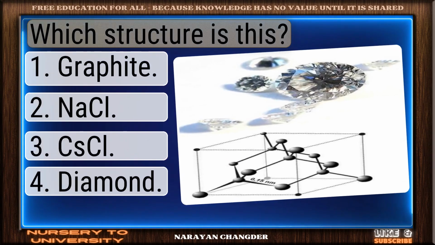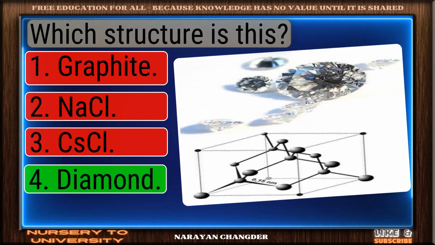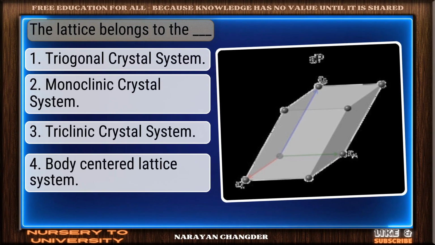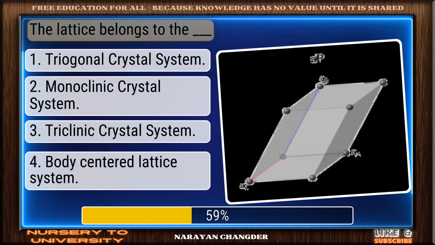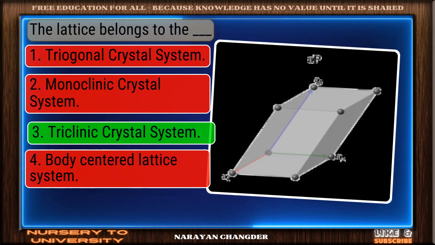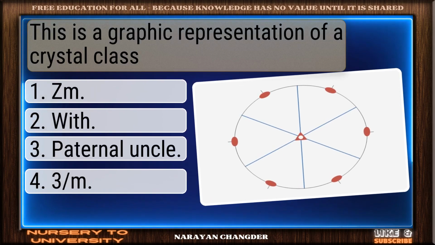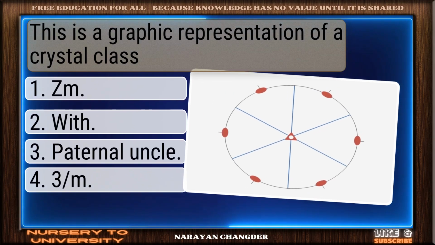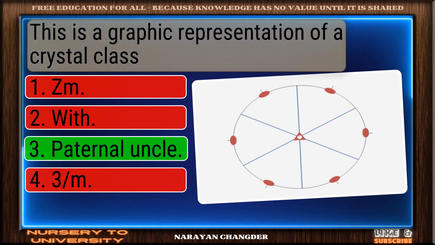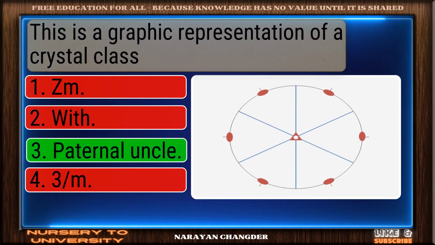Which structure is this? You got it. Your choice diamond is right. The lattice belongs to the dash. Clear logic. Your choice triclinic crystal system is sound and 100% true. This is a graphic representation of a crystal class. Smart pick. Paternal uncle is the correct choice.